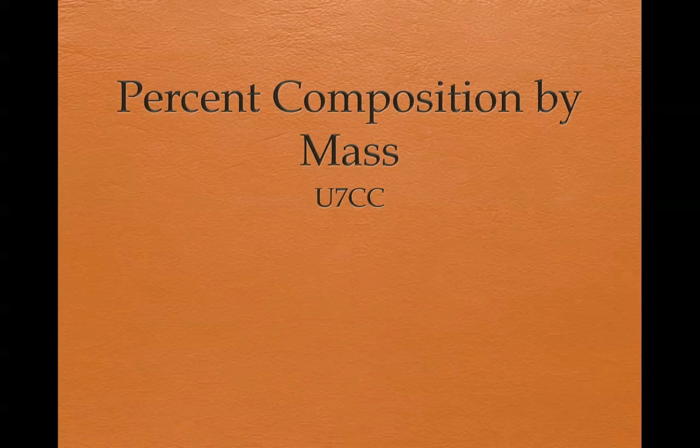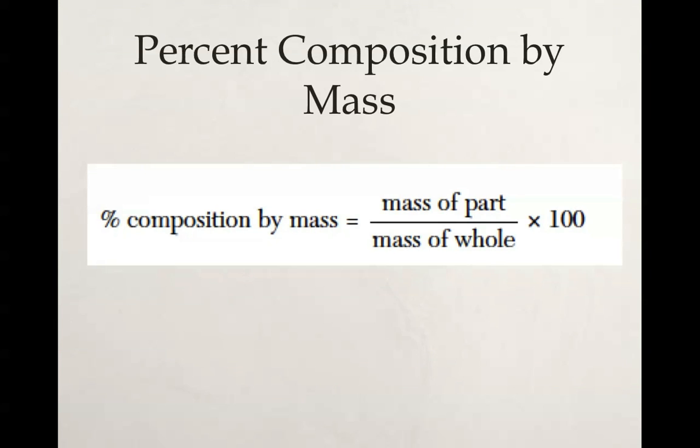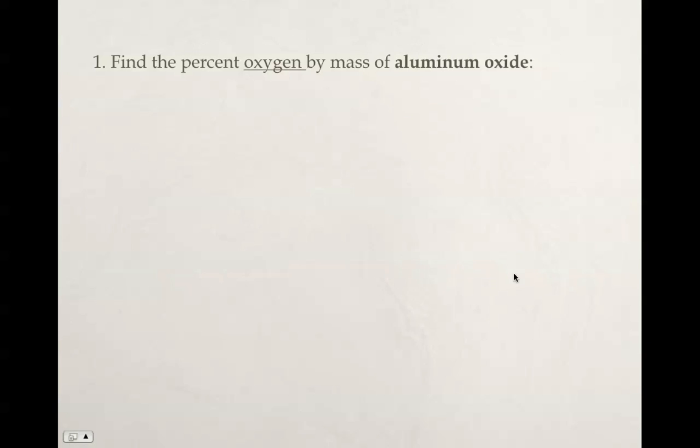All right, this is going to be a pretty quick concept. Concept C, we're going to be quickly going over percent composition by mass calculations. This formula can be found in your Regents reference table. So it's the percent composition by mass is equal to mass of your part over mass of your whole times 100. So your numerator should always be smaller than your denominator, because your part should always be smaller than the whole.